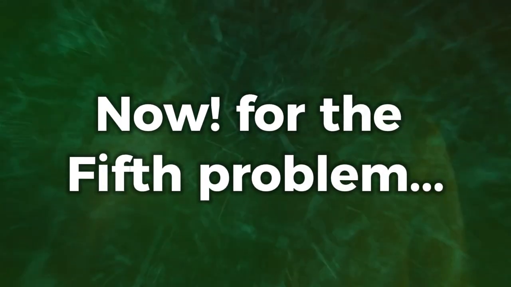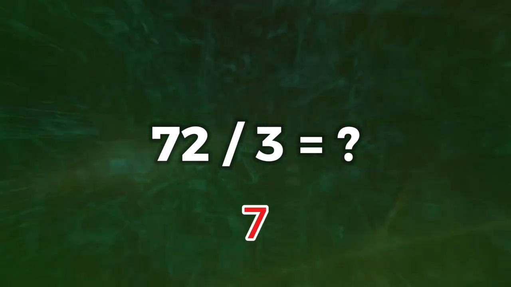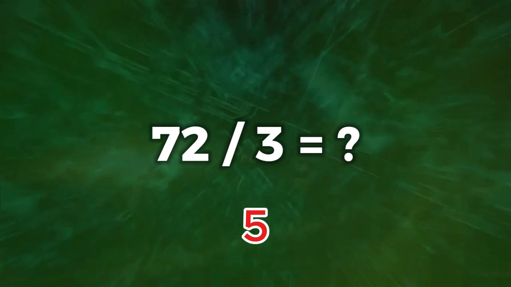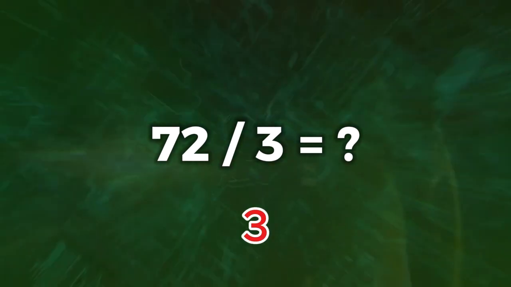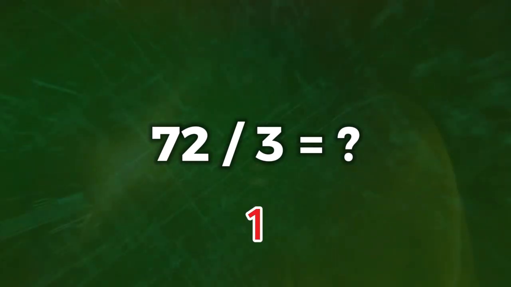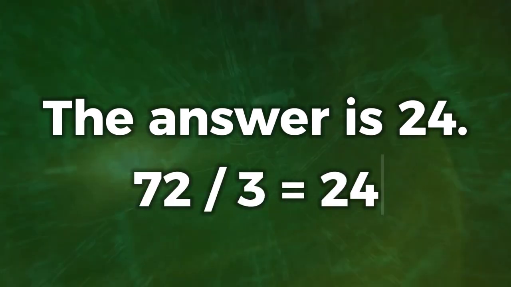Now, for the fifth problem. 72 divided by 3 is equal to. The answer is 24. 72 divided by 3 is equal to 24.